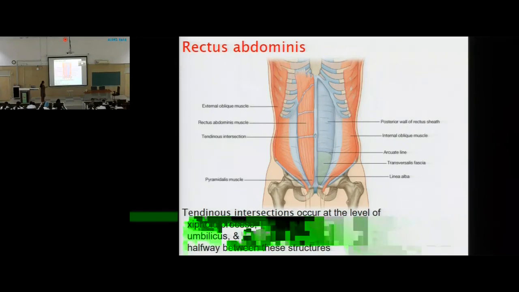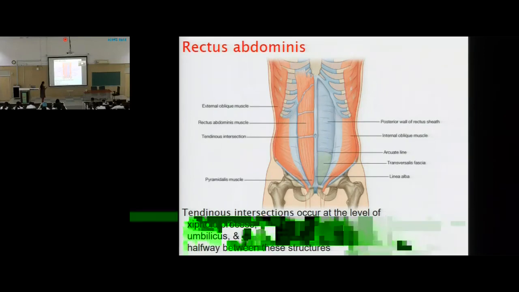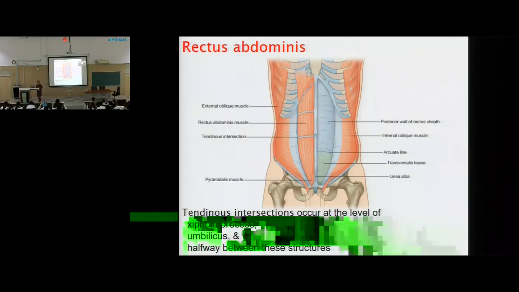So that is the rectus abdominis. And this is again important: the tendinous intersections of rectus abdominis are generally seen at the level of the xiphoid process, at the level of the umbilicus, and halfway between the xiphoid process and the umbilicus. So the tendinous intersections are at these places. If they are seen abnormally elsewhere, then that is some abnormality. It may be slightly above or below, obviously not exactly at the level of the umbilicus, but around.